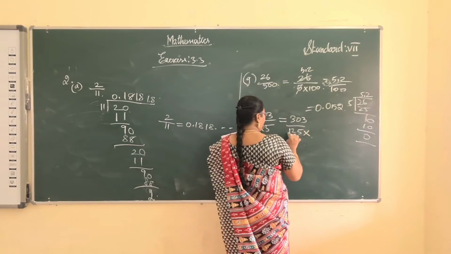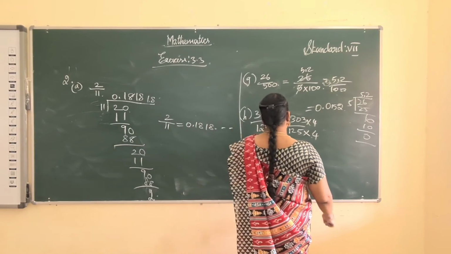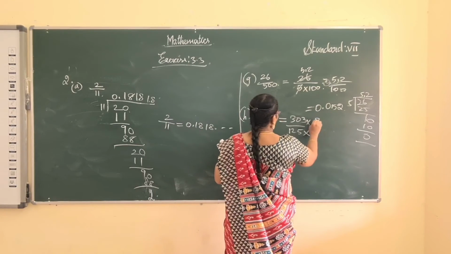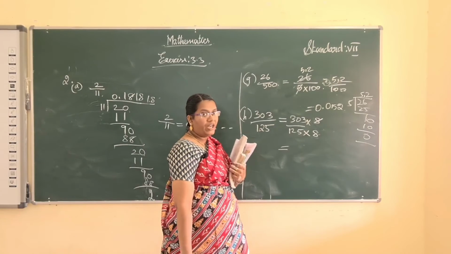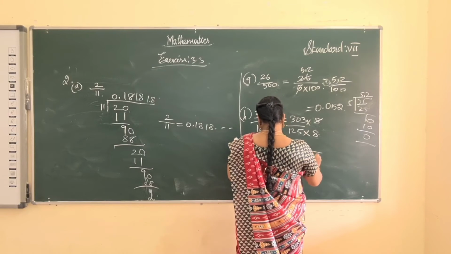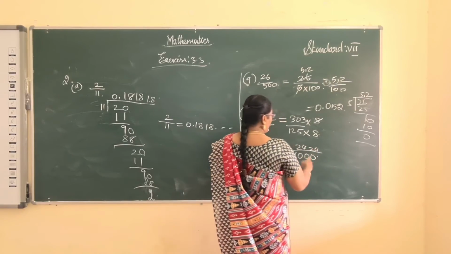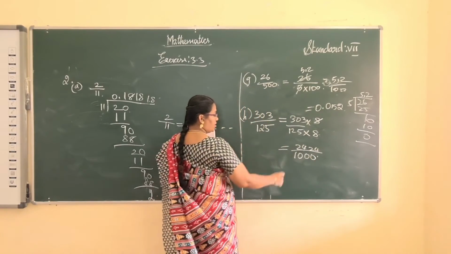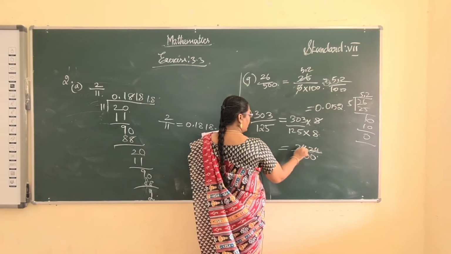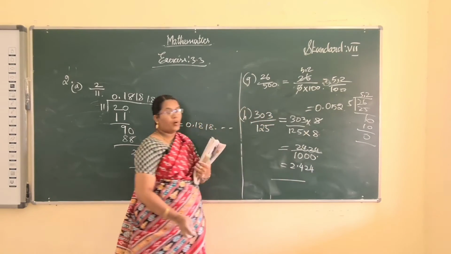So 3 by 125, the denominator is multiplied by 8, so the numerator is also multiplied by 8. 125 multiplied by 8 gives 1000. So the denominator value is 1000 and the numerator value is 8 threes are 24. Now it is easy to put the decimal point. How many digits in the denominator? 3 digits. So start from here, 1, 2, 3, decimal point: 0.024. Okay, remaining problems are homework.